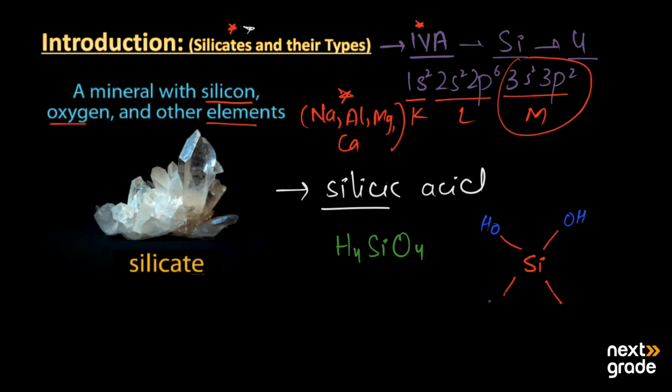If I draw its structure here, silicon will be the central atom combined with four hydroxyl groups like this. This is the structure of silicic acid, from which we derive the different silicates. This is the simple mineral of silicon which may contain oxygen, sodium, aluminium, magnesium as well as calcium. So silicates are different compounds of silicon.